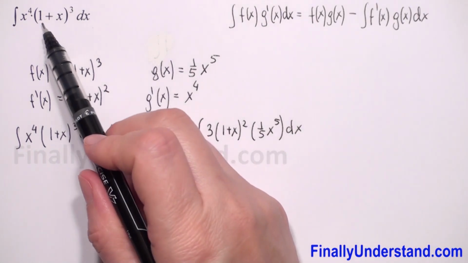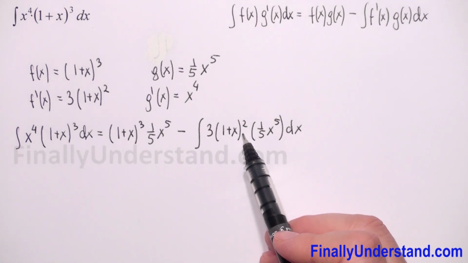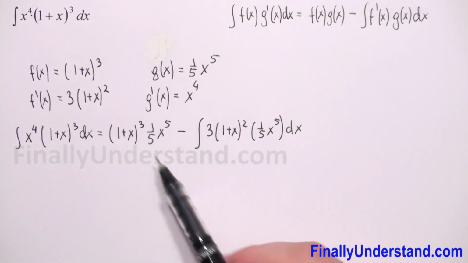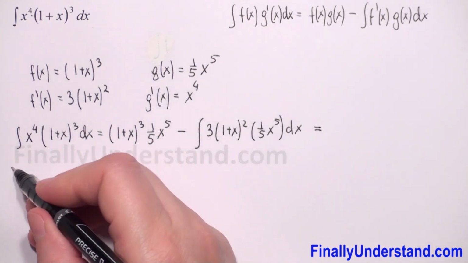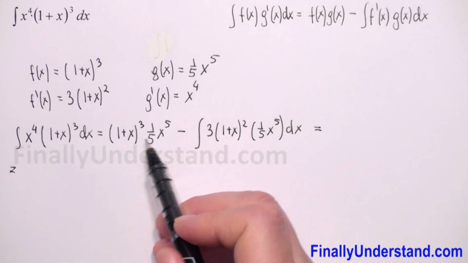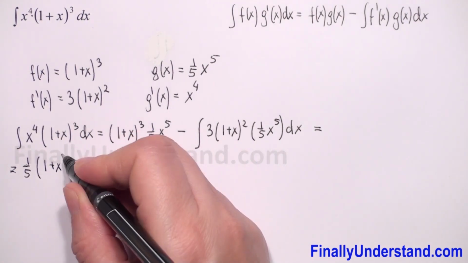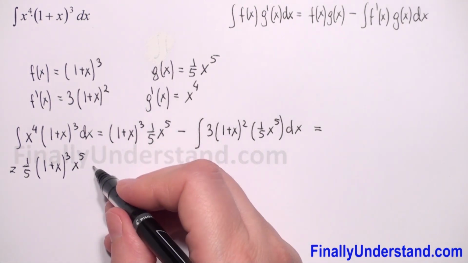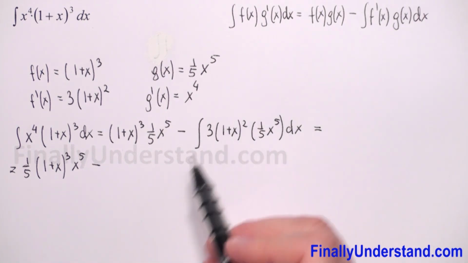We have at the beginning 1 plus x cubed. Now we have 1 plus x to the second power. So we can do integration by parts one more time to reduce this expression. So let me first do the simplification. So this is equal to: we first put the constant 1/5. Next we have 1 plus x cubed, x to the 5th we copy, and we have a negative sign. 3 times 1/5 we can take in front of the integral.